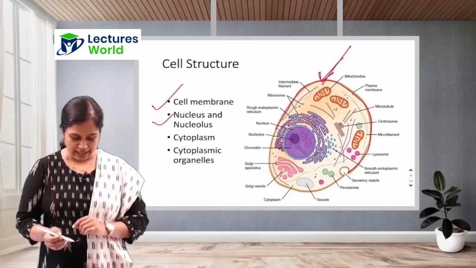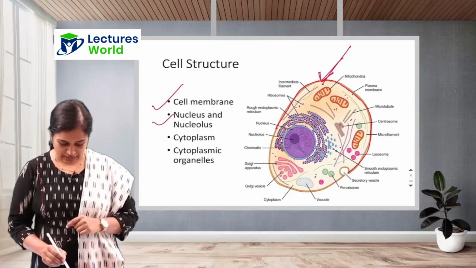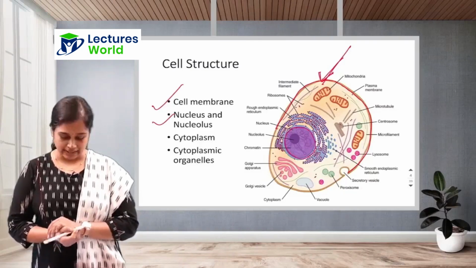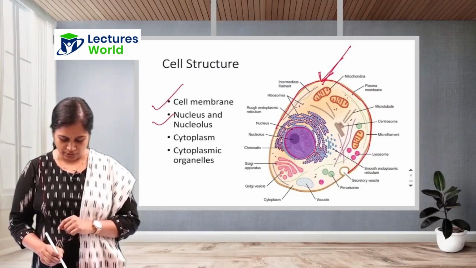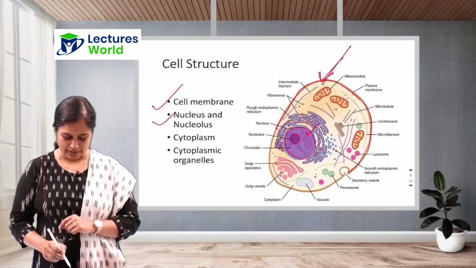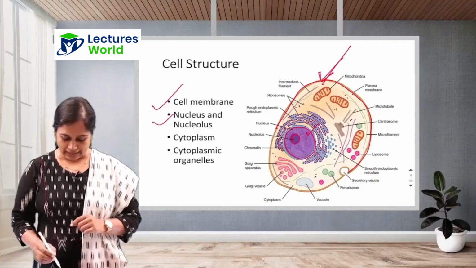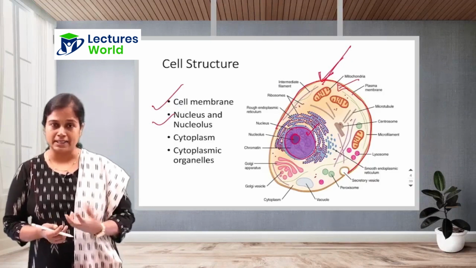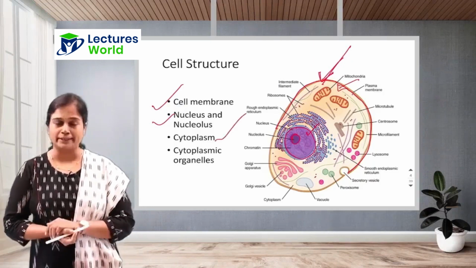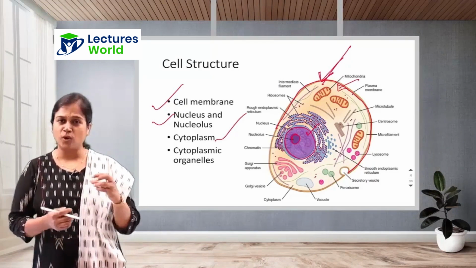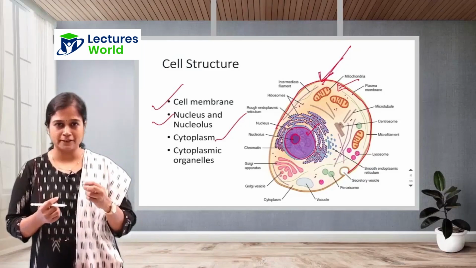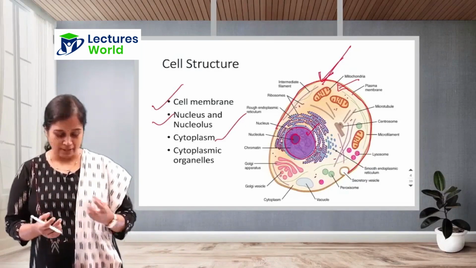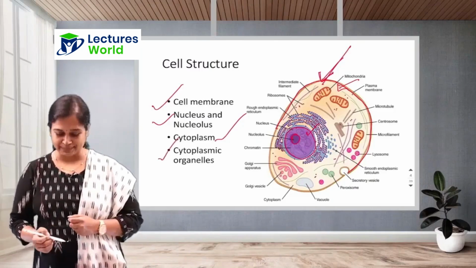Then the nucleus and the nucleolus. This structure in the cell is known as the nucleus, and this is called the nucleolus. Then the fluid that is inside the cell is known as the cytoplasm, and the small minute organelles which float in the cytoplasm are known as the cytoplasmic organelles.